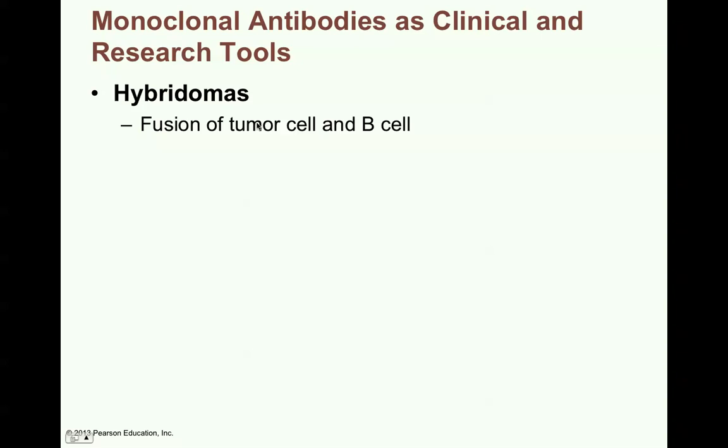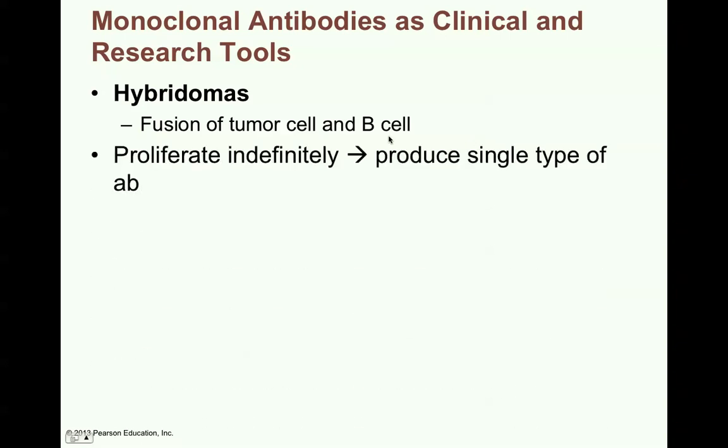In medical research, there's something known as a monoclonal antibody. They're used as clinical and research tools. They have produced what's called a hybridoma. It's the fusion of a tumor cell and a B cell. This will proliferate or multiply indefinitely to produce a single type of antibody.